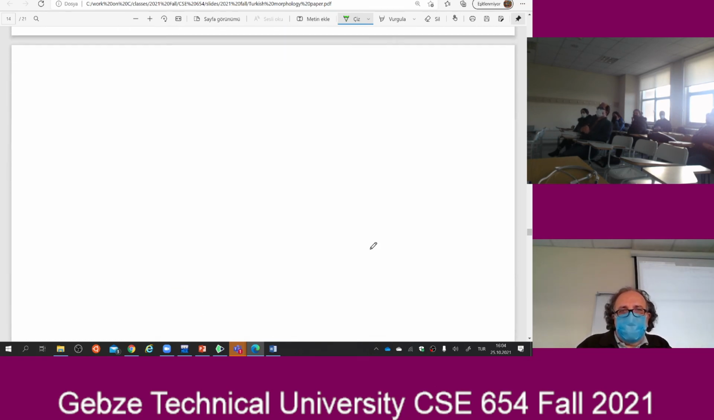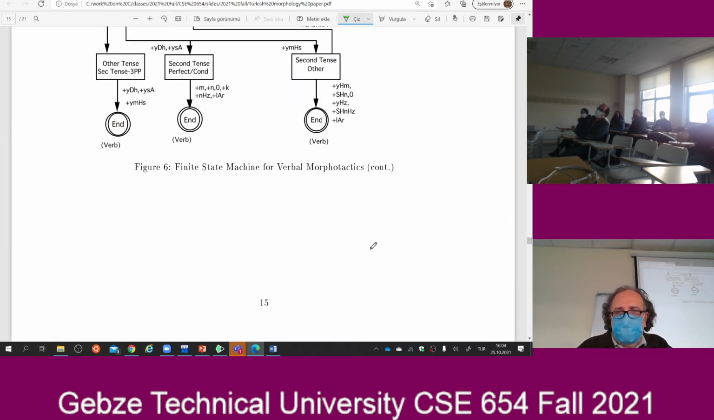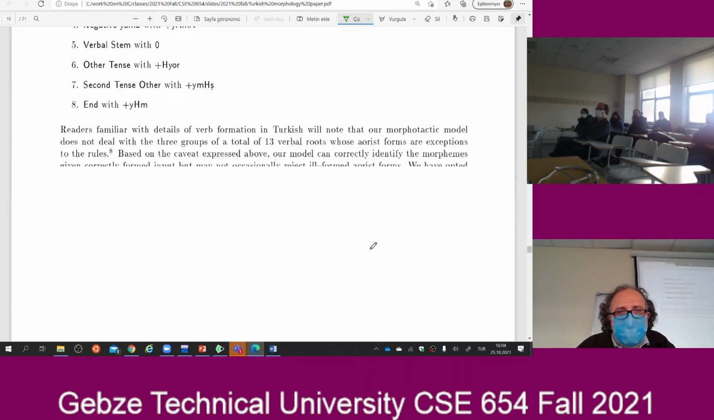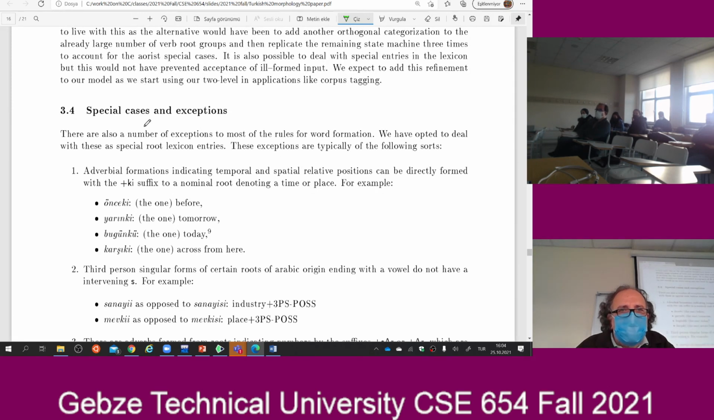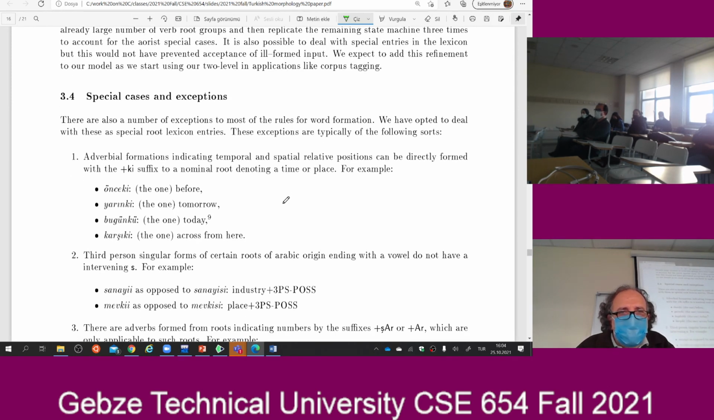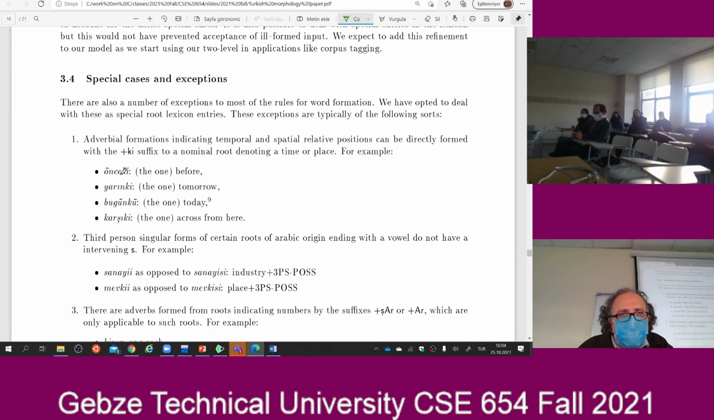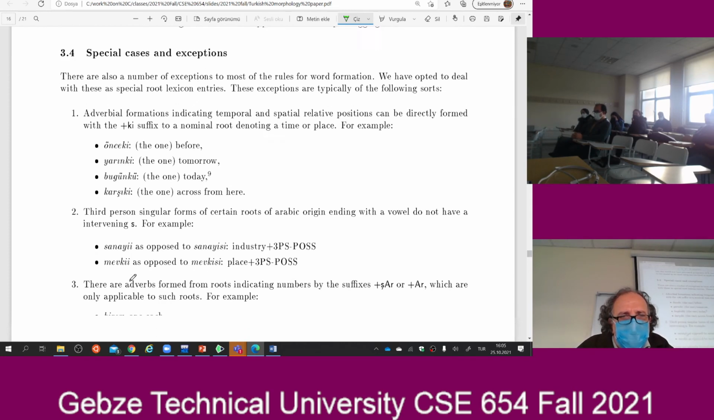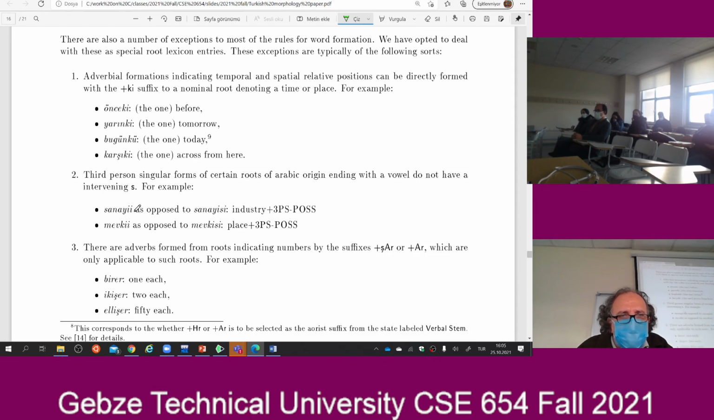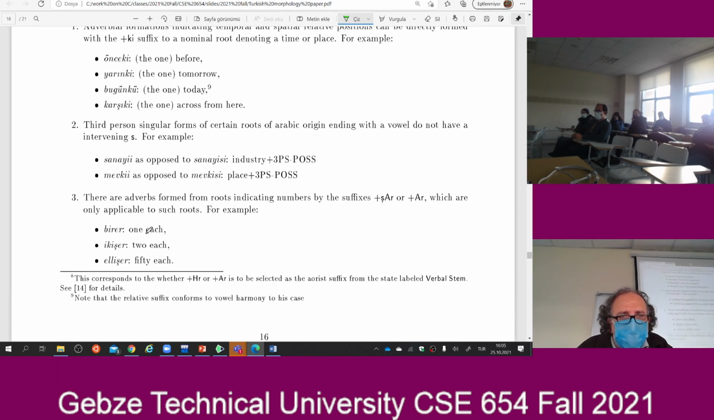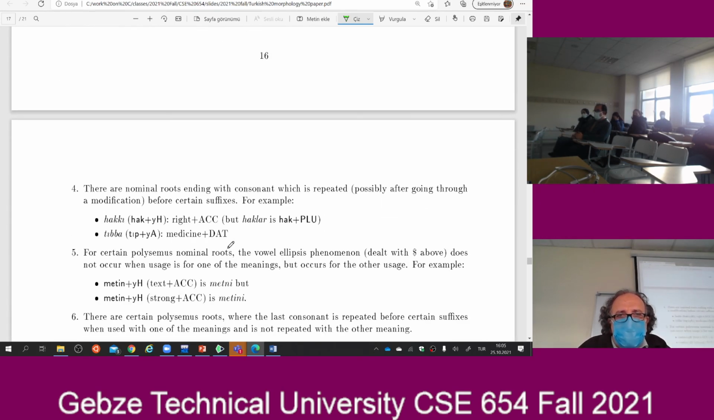Okay, so these are the rules for the verbs, and I don't have time to go over them, and most of them I don't understand. I'm going to look at these special cases. I think these are not following any rules. This one looks like a Turkish word, but for some reason there are some exceptions. I understand this one: sanayi is not Turkish, mevki is not Turkish. But I don't understand these: birer, ikişer, ellişer. These are as Turkish as anything, right?